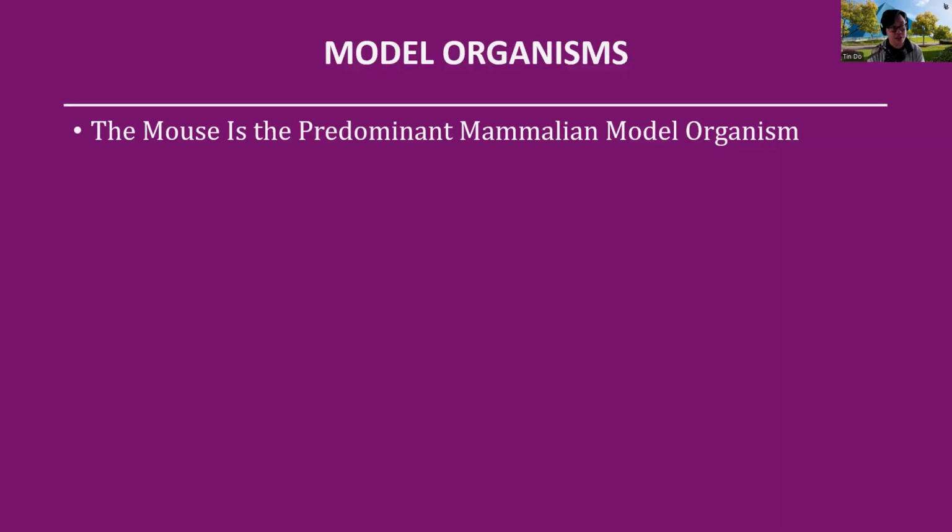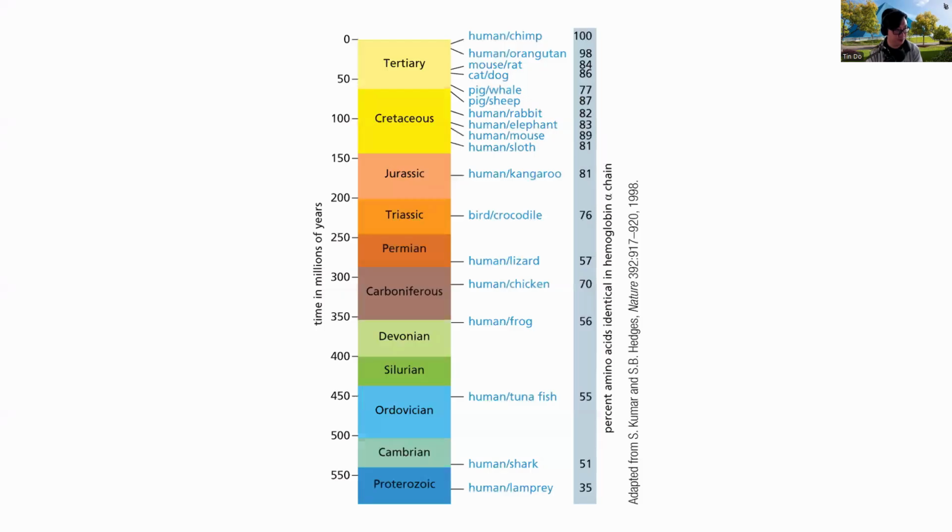Okay. Mouse is a predominant mammalian organism. Again, these are laboratory mice. We grow them to be genetically identical to each other, and it's a great model organism. And so right here is the percentage of amino acids identical in the hemoglobin chain, so in the blood chain itself. From 0 to 50 to 100, we can see how many amino acids are identical based on the blood, over however many millions of years.